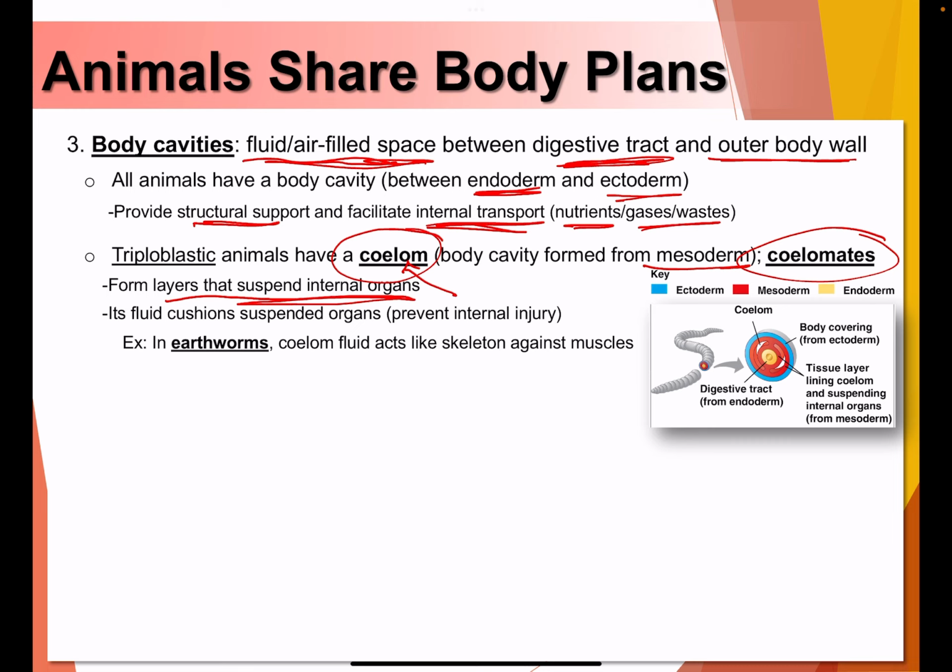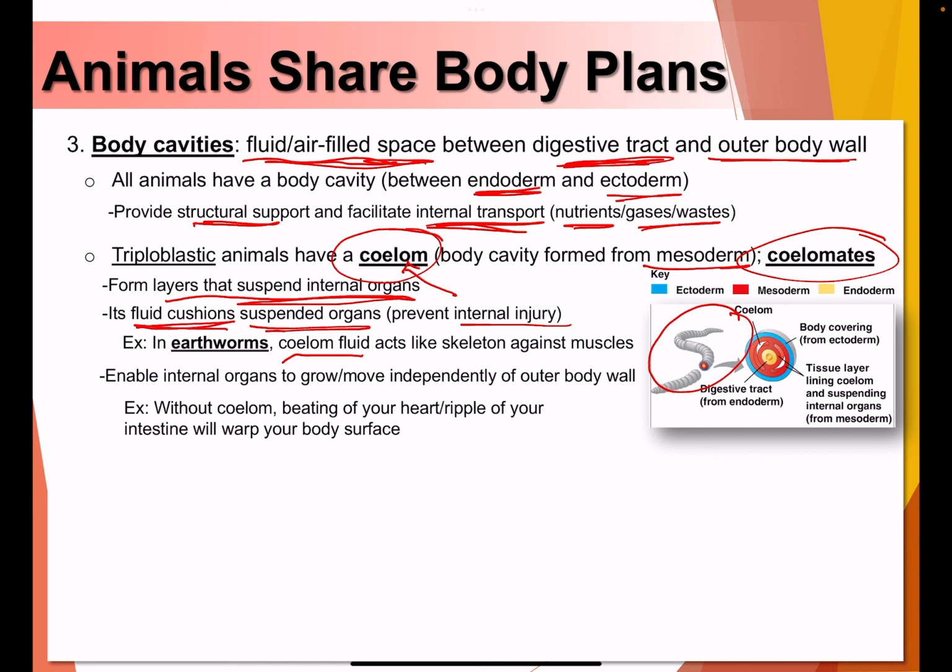And then there's sometimes fluid that cushions your suspended organs, because these internal organs are usually very delicate. You want to prevent them from any internal injury if you happen to have a blunt trauma to your body, or an animal faces a blunt trauma, falls, or is hit by something. In earthworms, for example, as you can see here, the coelom fluid acts like a skeleton against muscles because they don't really have visible bones. So what acts as the skeleton is actually the coelom fluid that gives them movement with their muscles.